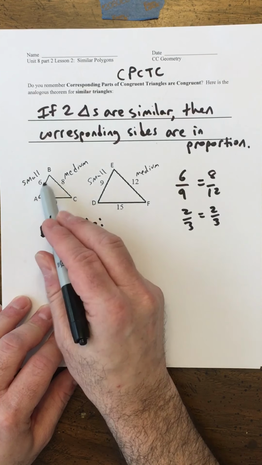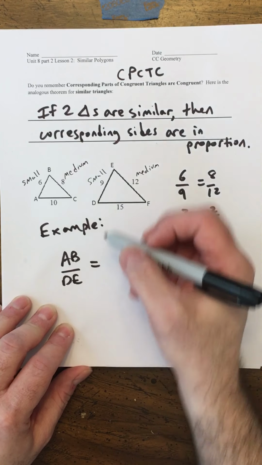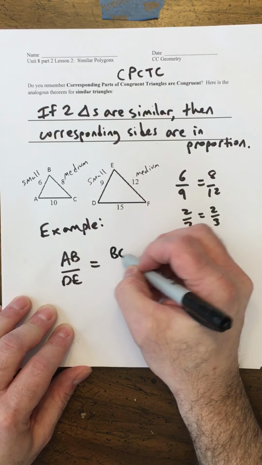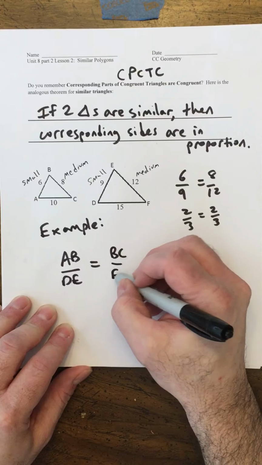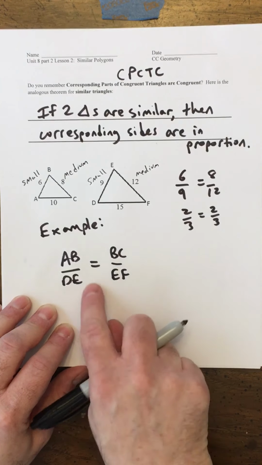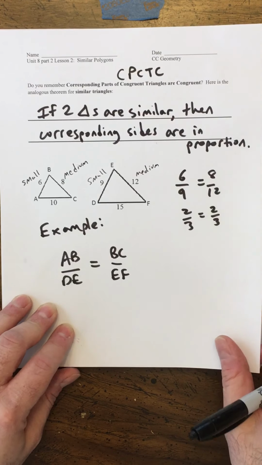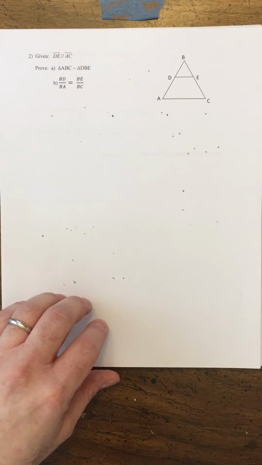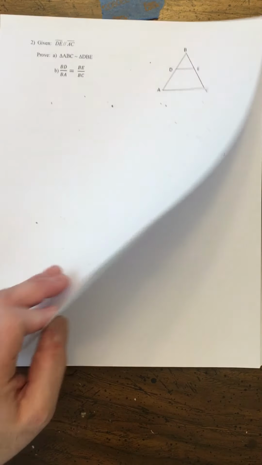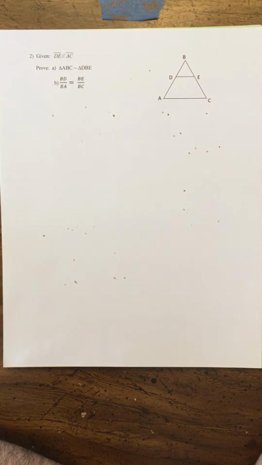AB is to DE as BC is to EF. Those are the matching sides, and that's what you're going to see in a proof, this kind of proportion. So let's actually try to do a proof like that. Okay, in fact, this is bleeding through. I'm going to put this underneath. All right, so here's our first example.